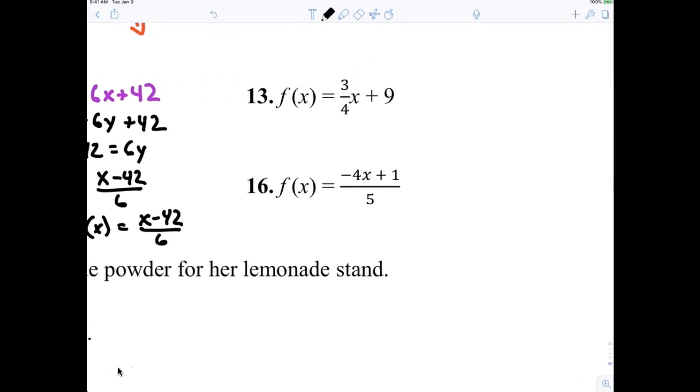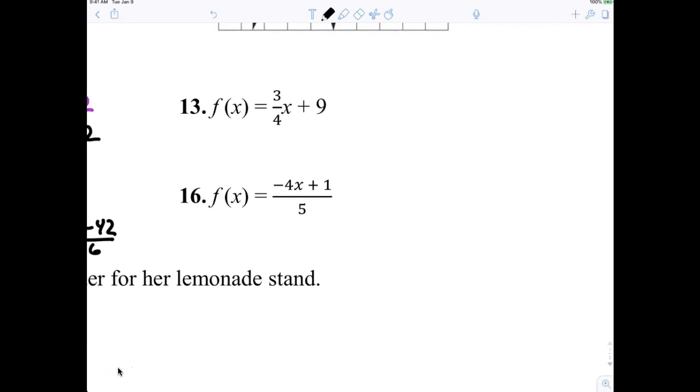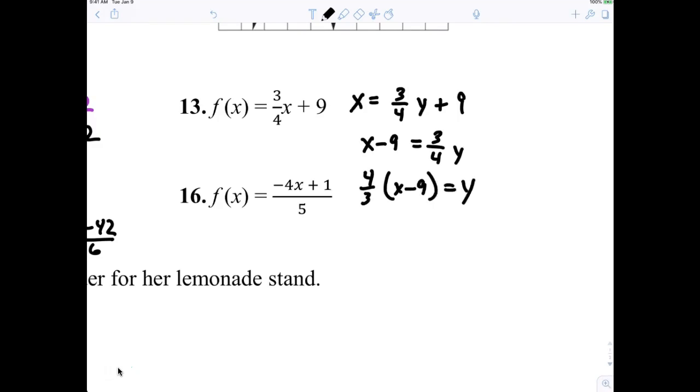Number 13. Let's just do that. Now we have x equals 3/4 y plus 9. Subtracting 9. Now how do I get rid of 3/4? Multiply by the reciprocal, that is correct. So 4/3 times (x minus 9) equals y. f inverse of x.